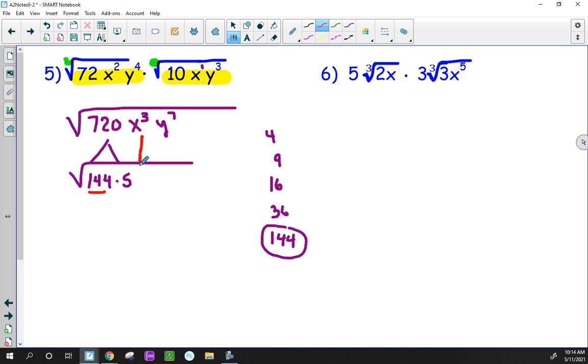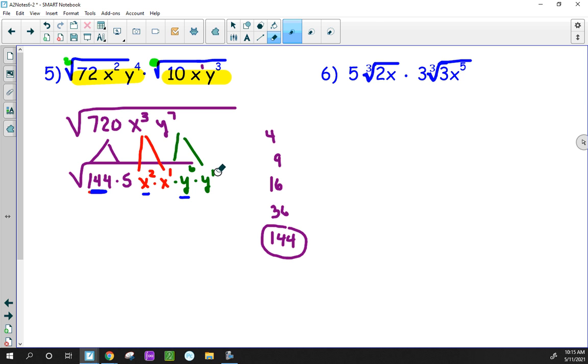Next, you're going to look at your x to the third. We need to break x to the third up because 3 divided by 2 is not a nice whole number. We're going to write that as x to the second times x to the first. Last, you're going to focus on your y. 7 divided by 2 does not give you a whole number. So we're going to write it as y to the 6th times y to the first. And again, you're going to go through here and underline everything that simplifies. 144, x to the second, y to the 6th. Make that a 1 there.